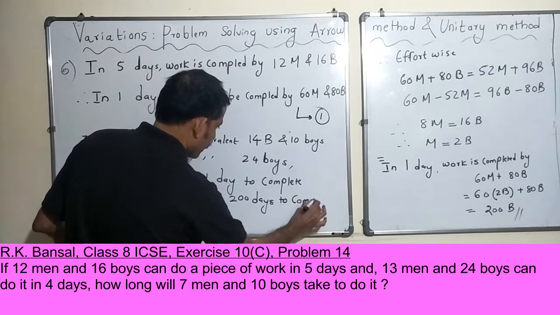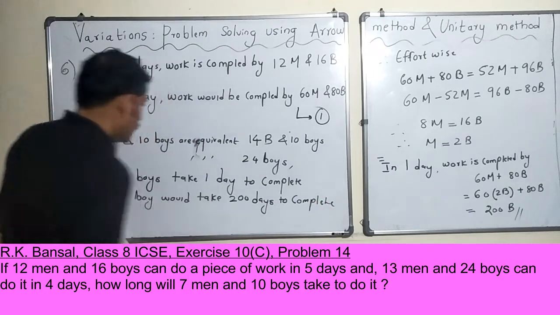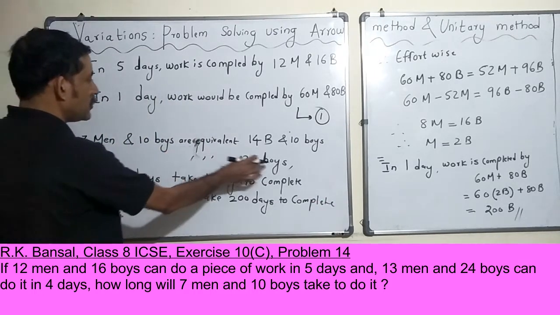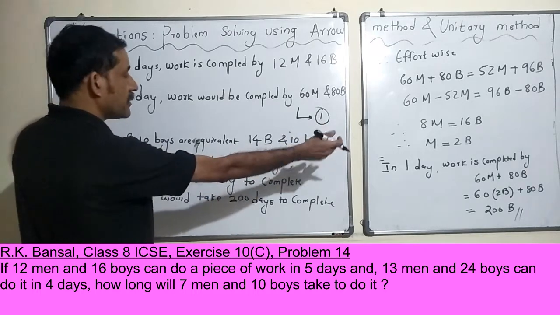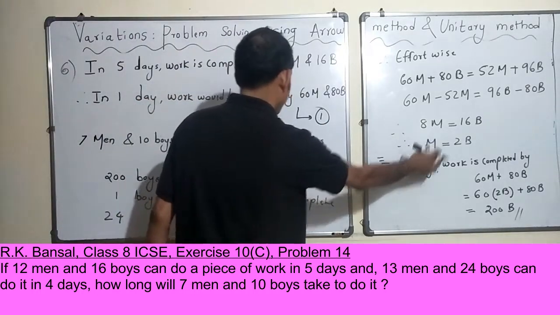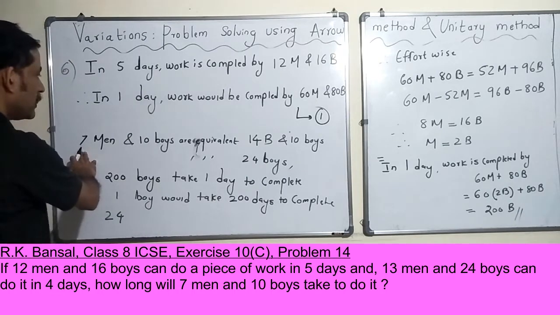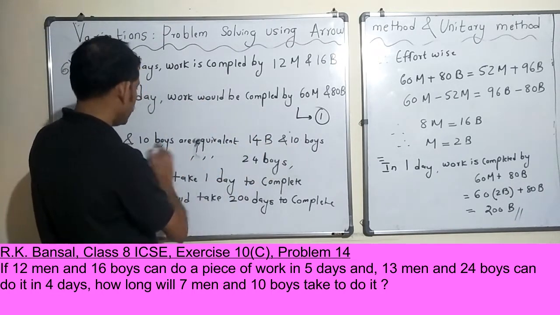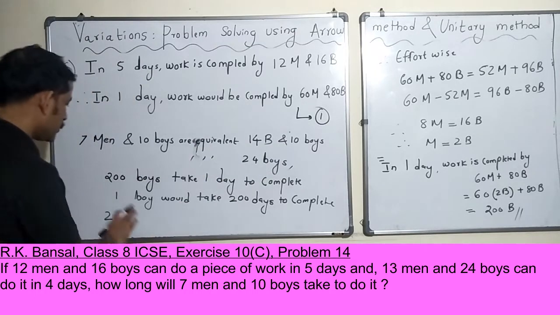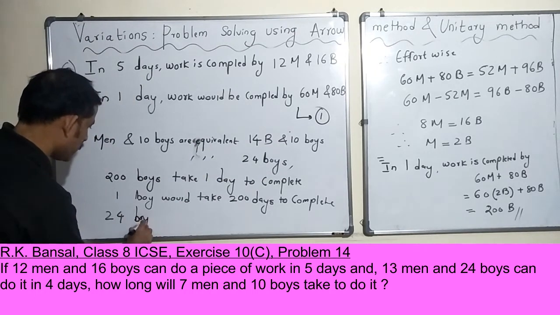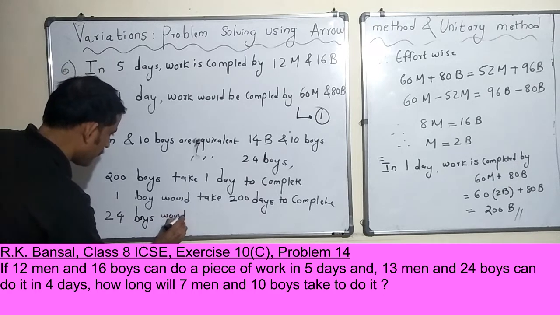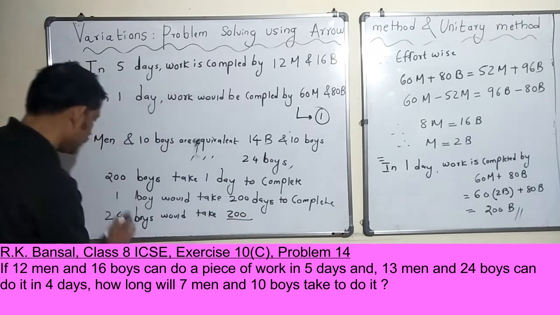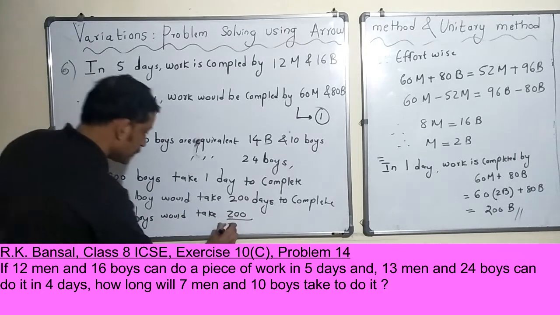So 24 boys. Now 7 men and 10 boys are equivalent to 24 boys, from what we got here. So 1 man is equal to 2 boys. So 7 men effort wise would be equal to 14 boys, and 10 boys anyway are there in the question, so it becomes 24. So 24 boys would require 200. It's an inverse variation, so I multiply this by 24 and divide this by 24 here.